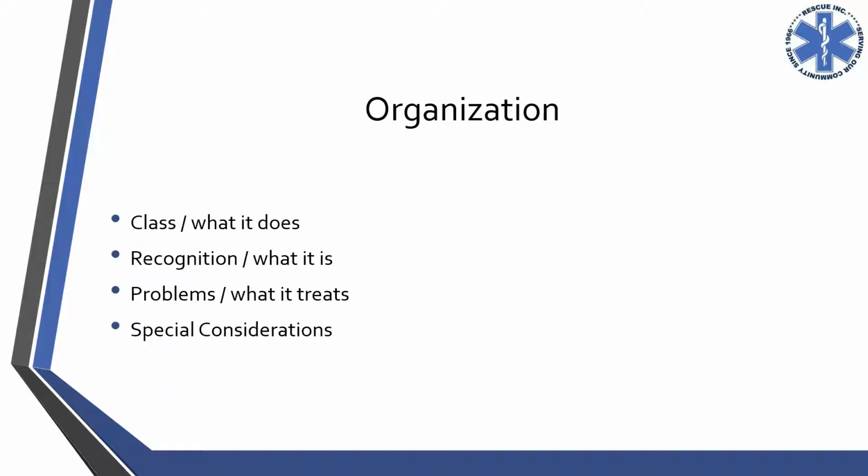So we're going to go over the class of drug, so what it does, how it works. We're going to go over the recognition, so what are some easy ways to recognize that type of drug. Problems, so what it actually is used to treat. So if you hear a problem list or you hear a medication list, you can maybe start matching the two together, match problems with drugs, or vice versa, match drugs with problems. And then we're going to have some special considerations for each different type of drug.